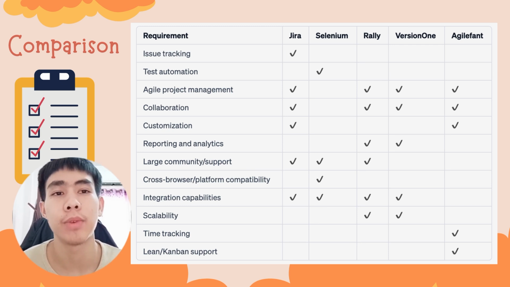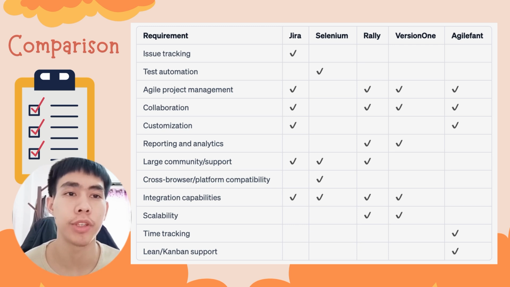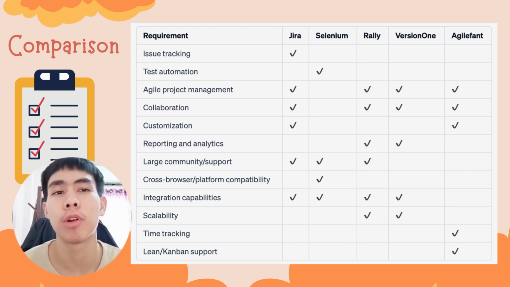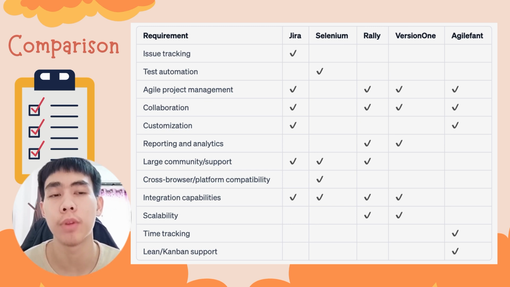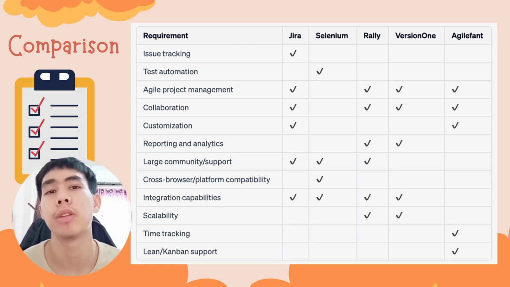Before the last one is time tracking. Agile Fan provides time tracking capability, allowing teams to monitor effort and track project progress based on time spent. Next is Lean and Kanban methodology support. This methodology aims to improve project efficiency, team collaboration, and continuous flow of data delivery. And Agile Fan is the only tool that supports this requirement.